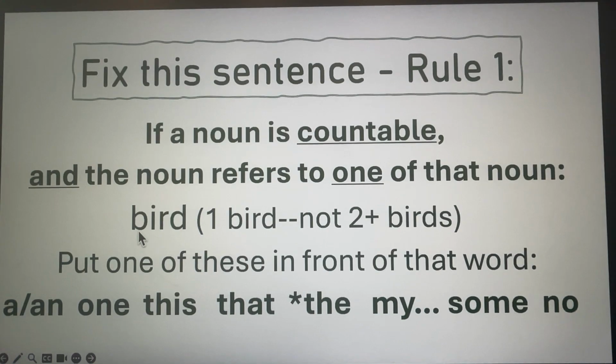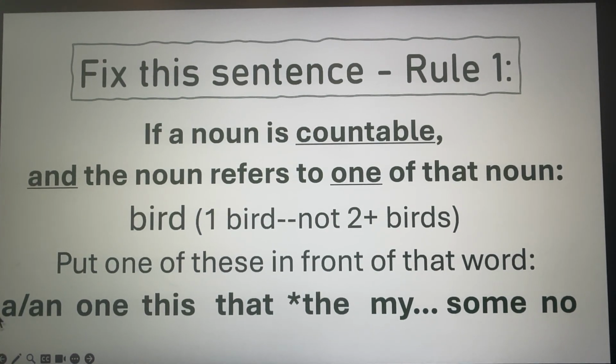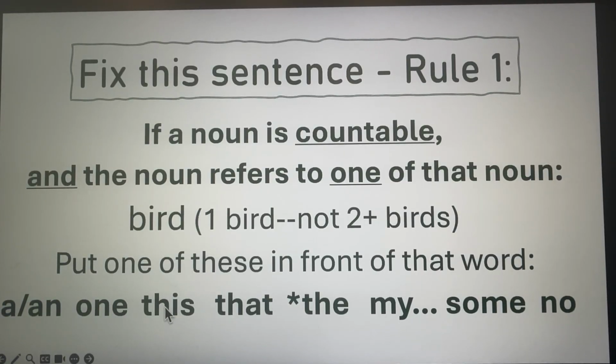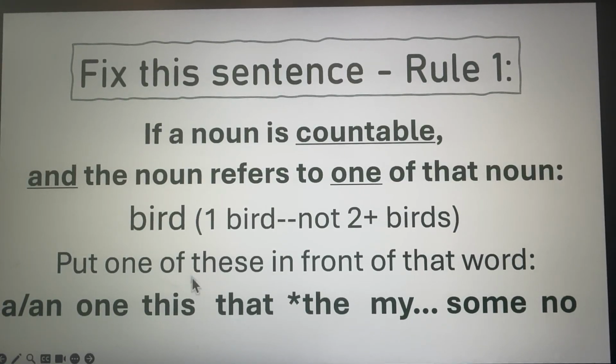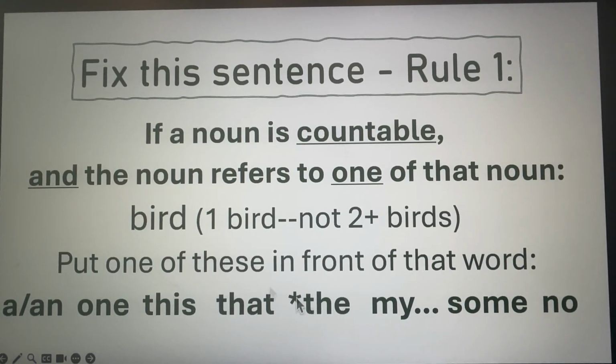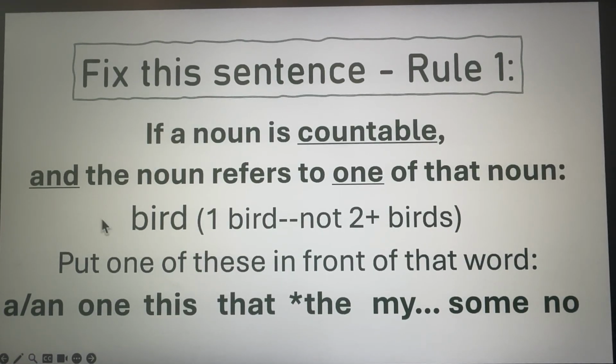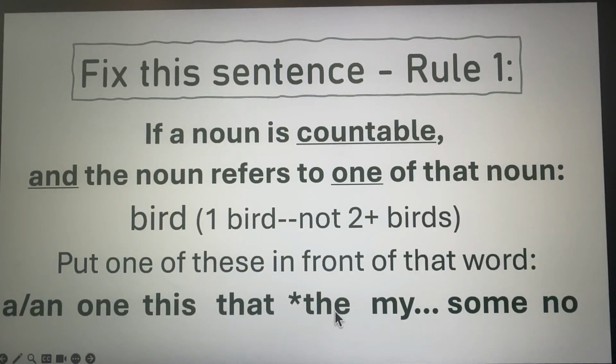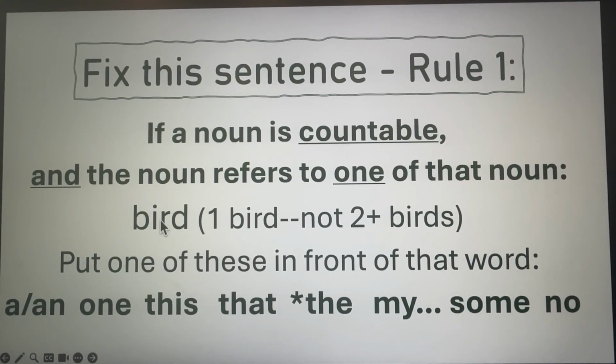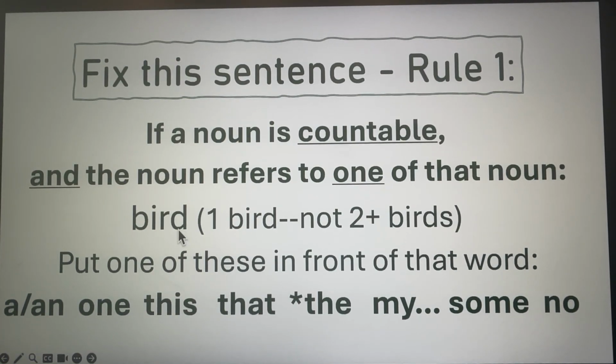Now for the word bird, because it begins with a consonant, it would be a bird, one bird, this bird, that bird. These that have a star, they can be with both bird and birds, but since we need something here, we might want to use these. The bird, my or your or our or his or her, possessive bird, my bird, some bird.